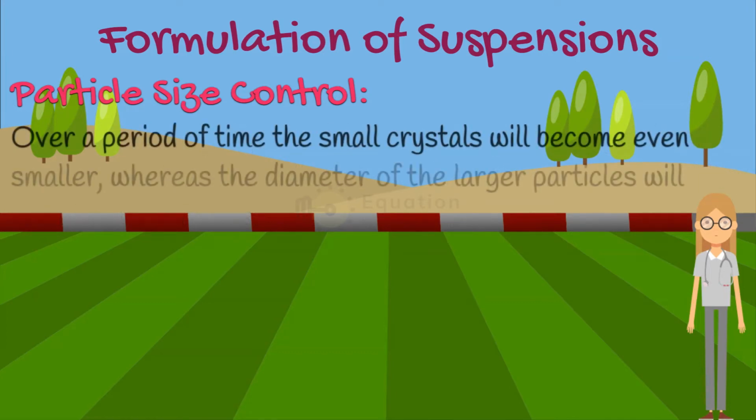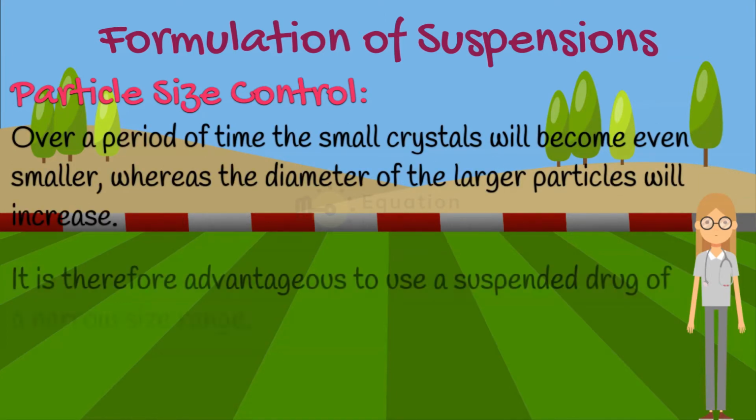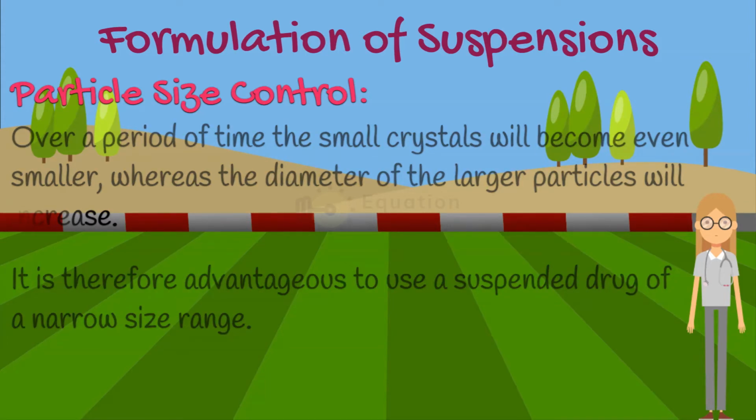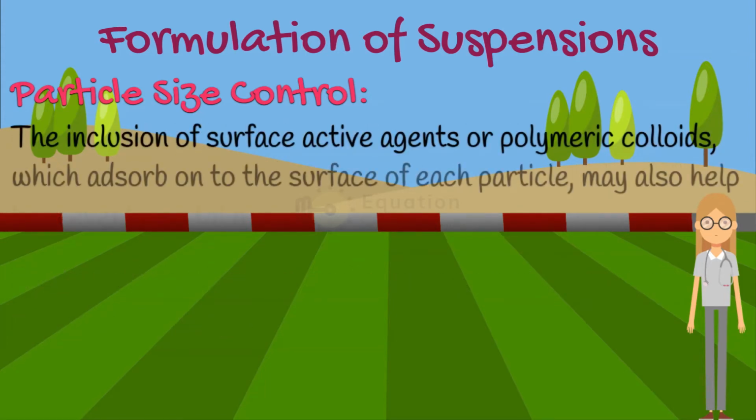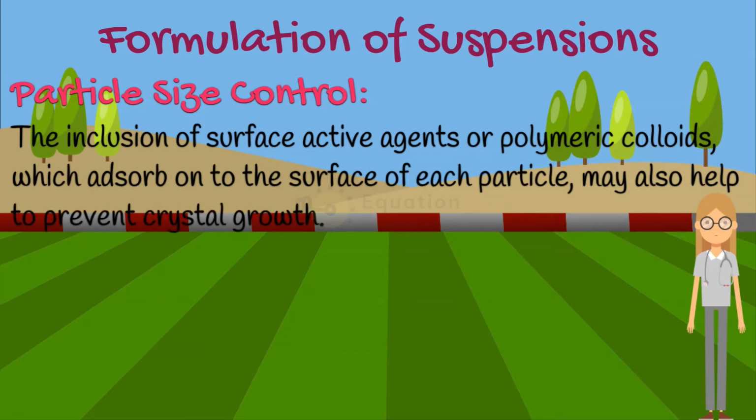Over a period of time, the small crystals will become even smaller, whereas the diameter of the larger particles will increase. It is therefore advantageous to use a suspended drug of a narrow size range. The inclusion of surface active agents, or polymeric colloids, which adsorb onto the surface of each particle, may also help to prevent crystal growth.